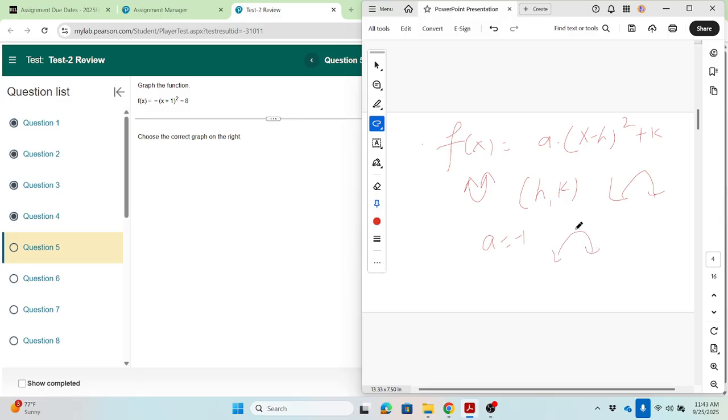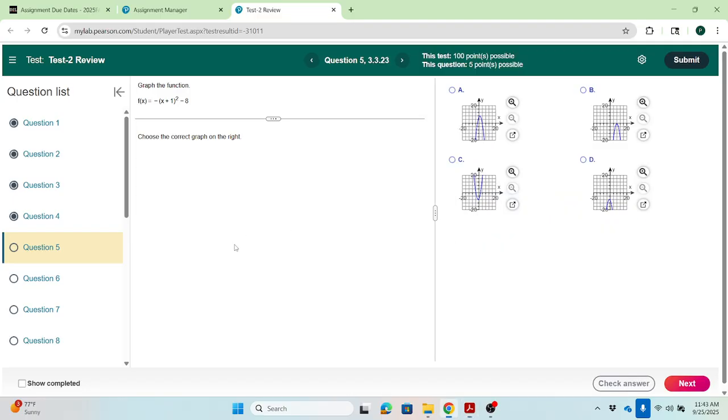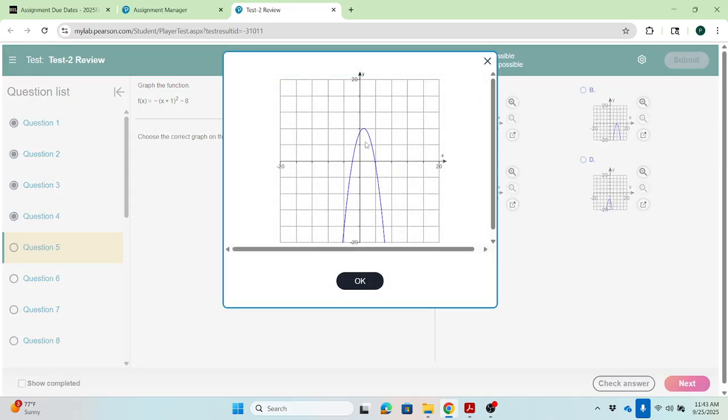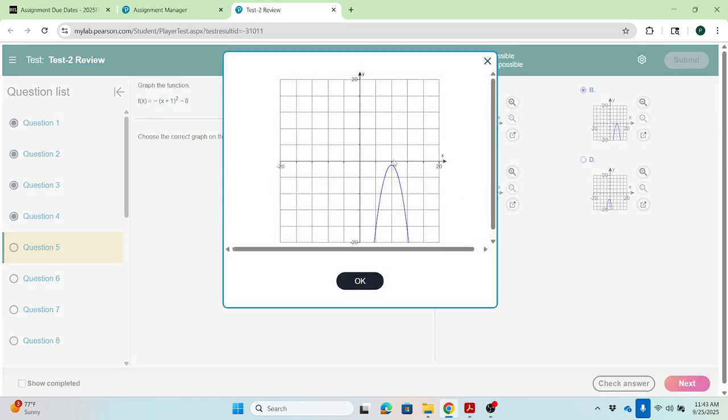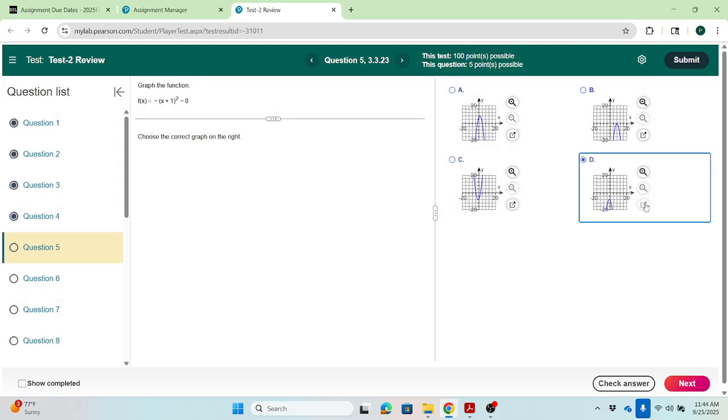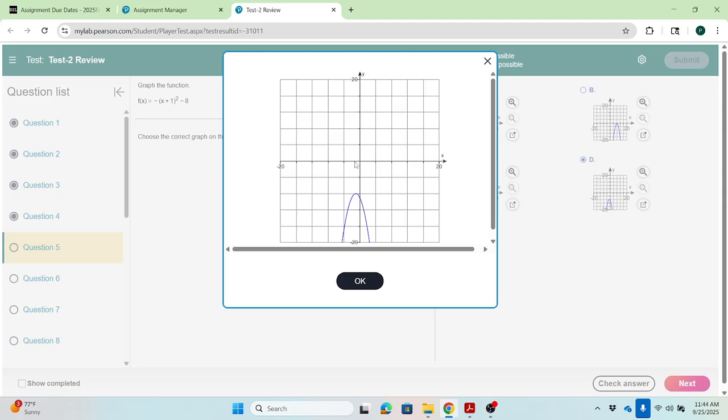And then the vertex is at h is -1, because there is a plus sign, so you have to make it negative. And then the k is -8. So -1 comma -8, that's the vertex. So using this fact, choose the facing down graphs where the vertex is at -1 and -8. This one has a vertex at 0. So the only option you have is this one, which is facing down at -1 and -8.